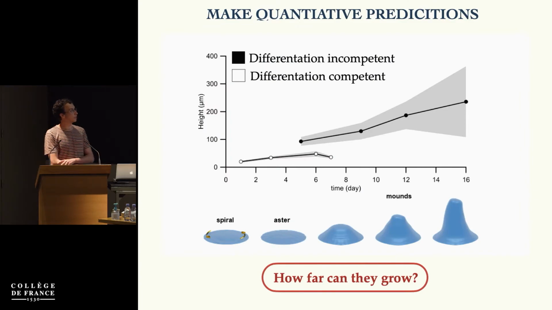The motivation for this question is that when we measure experimentally the height of these protrusions as a function of time, we see that when the cells are able to divide, the height is a growing function, and there is no sign of saturation. So we wondered, okay, how far can these structures grow? When would we reach saturation? Would it be in 2 days, in 2 weeks, in 2 months, in 2 years, and so on? This is a question I would like to address in the next slides.